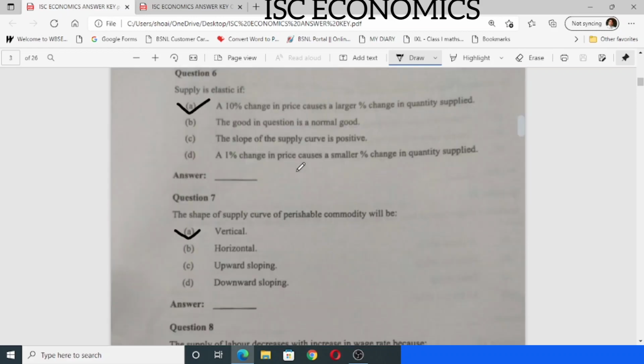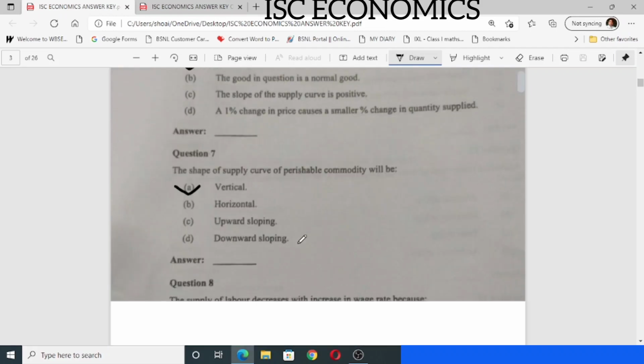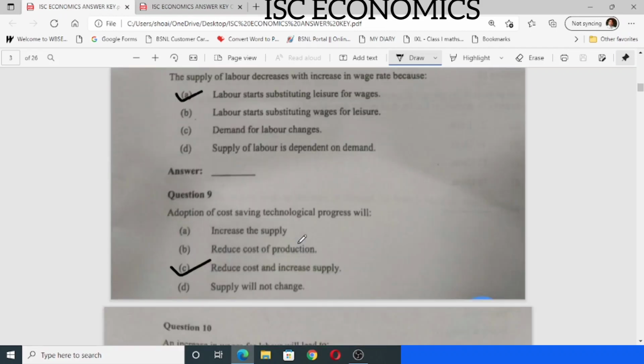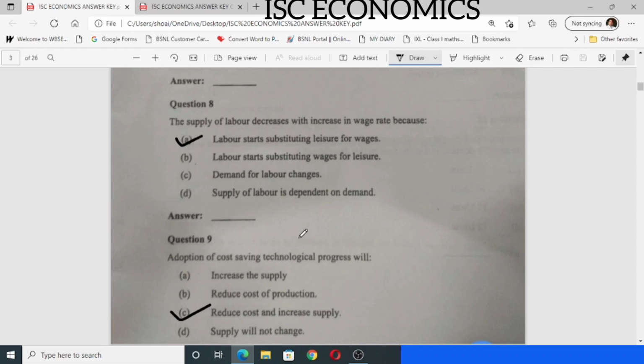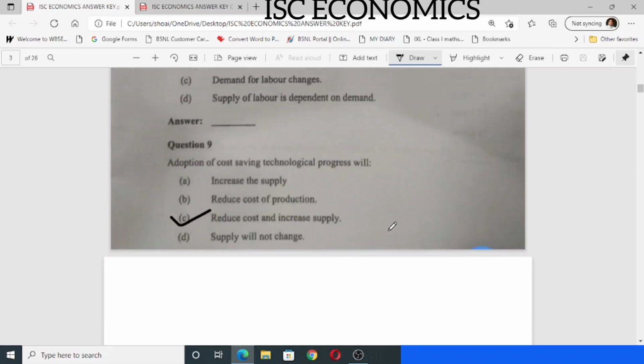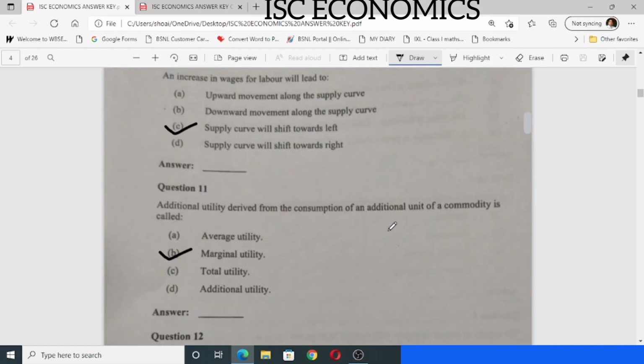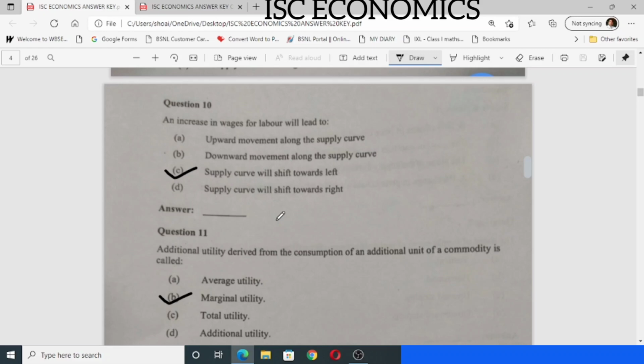Question number 6, supply is elastic if A. Question number 7, the shape of the supply curve of a perishable commodity will be vertical. Question number 8, the supply of labor decreases with increase in wage rate because A. Number 9, adoption of cost saving technology progress will, the correct answer is C, reduce cost and increase supply. Number 10, the increase in wage for labor will lead to C, supply curve will shift towards left.